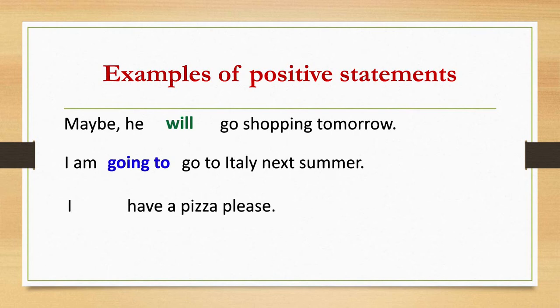Next example, I have a pizza, please. It looks like a sentence that was said at the restaurant after seeing the menu. This person chose to have a pizza, so it wasn't a decision that was made before. It was made at the moment of speaking. I look at the menu, then I chose, oh, I have a pizza, please.